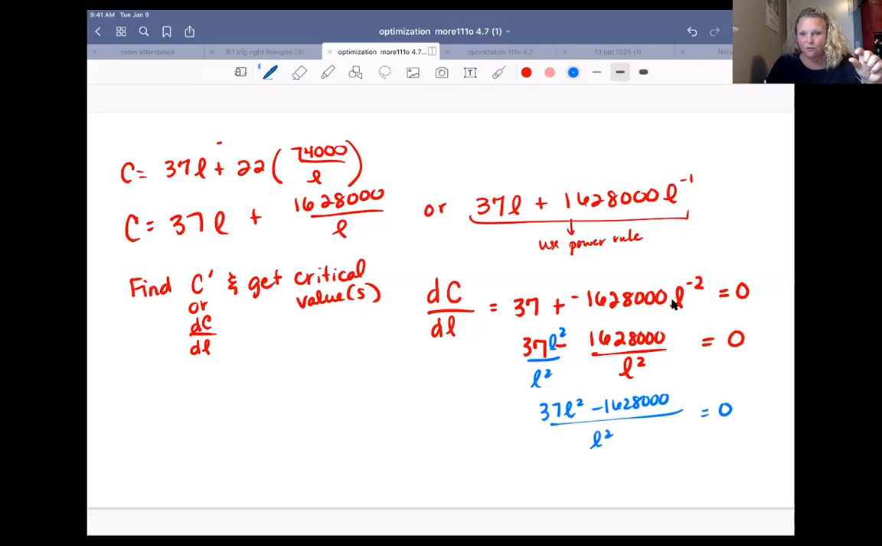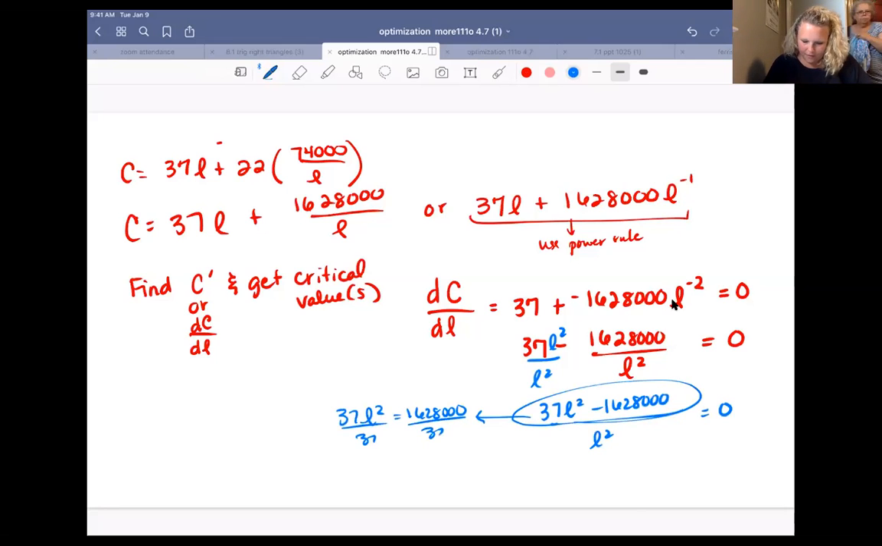And when you have a single fraction, then you focus on what makes the numerator 0, what would make the bottom undefined. So the focus is here. So if we set 37 L squared minus that million number equal to 0, I'm going to add that over, divide by the 37, whatever that is, 44,000. Well, look at that. And then square root to solve.